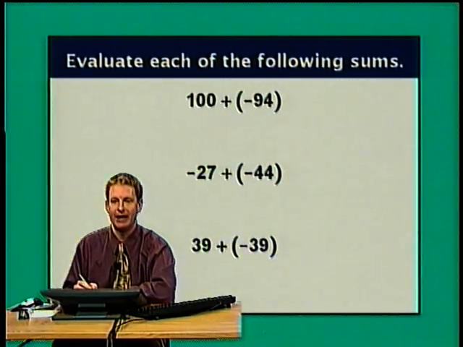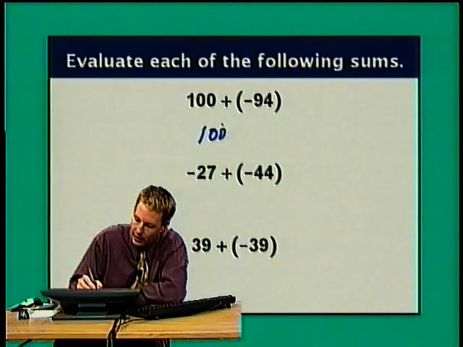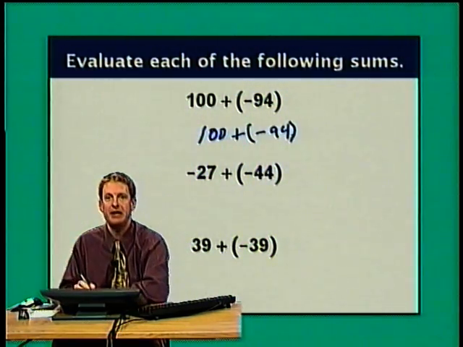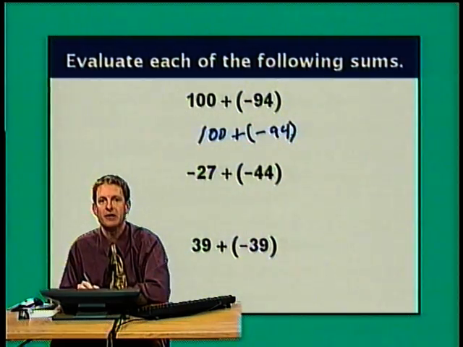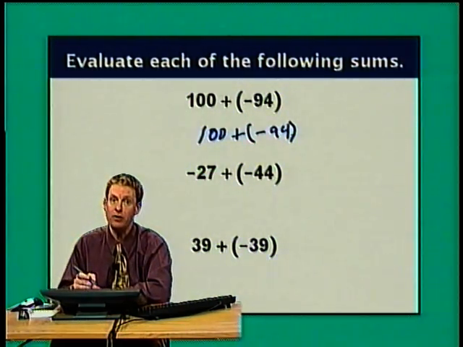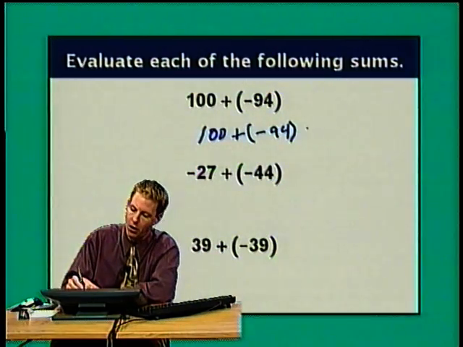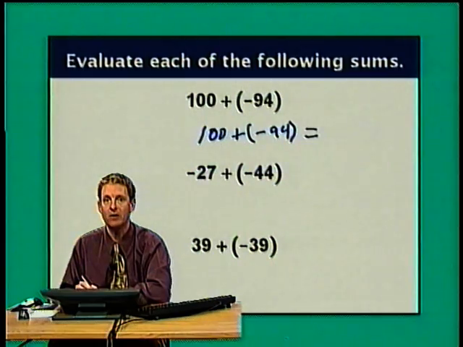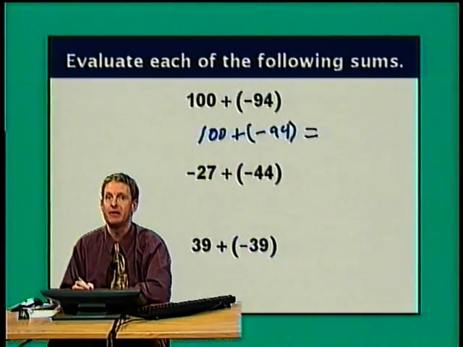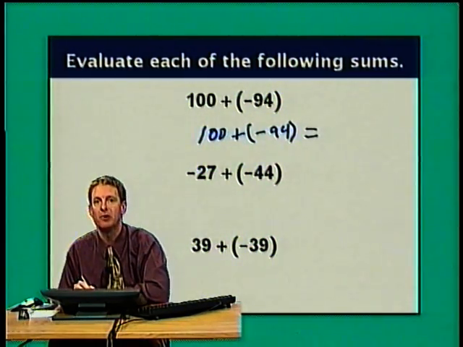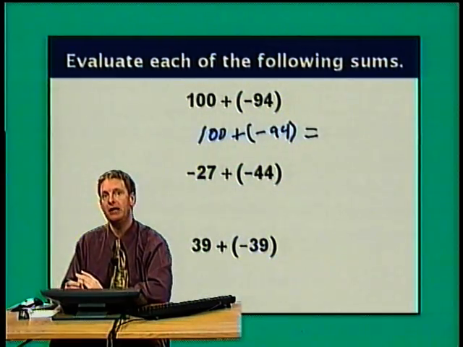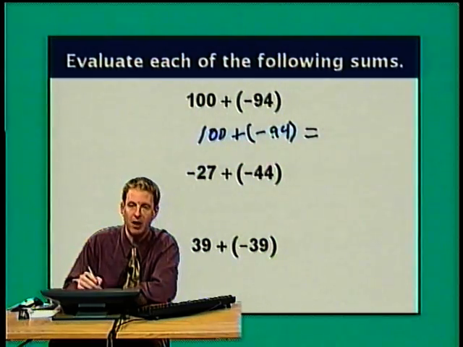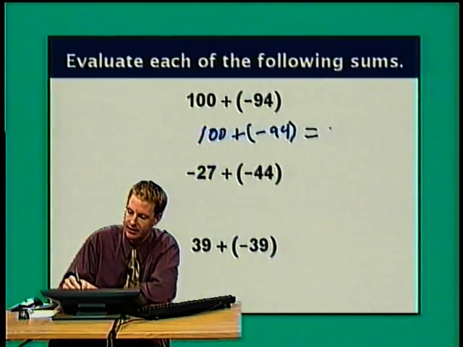100 plus negative 94. The numbers have opposite sign. So the first thing I need to consider is which of the two numbers has the larger magnitude. It's 100. That's the positive number. So the sign on the sum is going to be positive. What's the absolute value of the sum? It's the positive difference between the magnitudes of the two numbers in the sum. 100 minus 94. What's the positive difference? It's 6. So 100 plus negative 94 is positive 6.